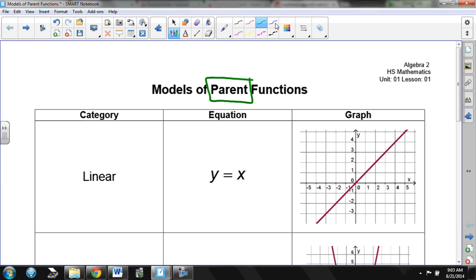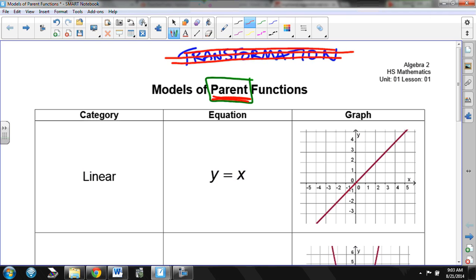Later on during the year, we're going to learn how to do transformations of parent functions. Transformations means it's shifted around. It's moved left or right, or up or down, or it's flipped upside down, or it's steeper or flatter. For now, we're not worried about transformations. For now, we just want to learn the basic shapes of the different types of graphs. So we're not going to worry about shifting or flipping or anything right now. We're just going to look at the parent function basic shapes.